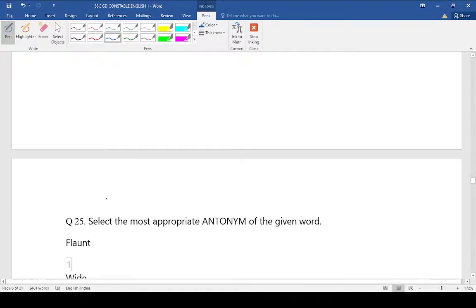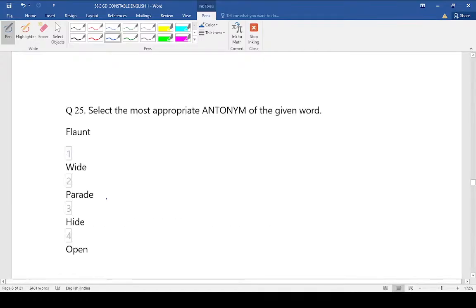Select the most appropriate antonym of the given word. Flaunt. What is meant by flaunt is nothing but display something, especially admiration. Display something, admiration. So antonym. So again as that we have to take. Wide is nothing but extended.